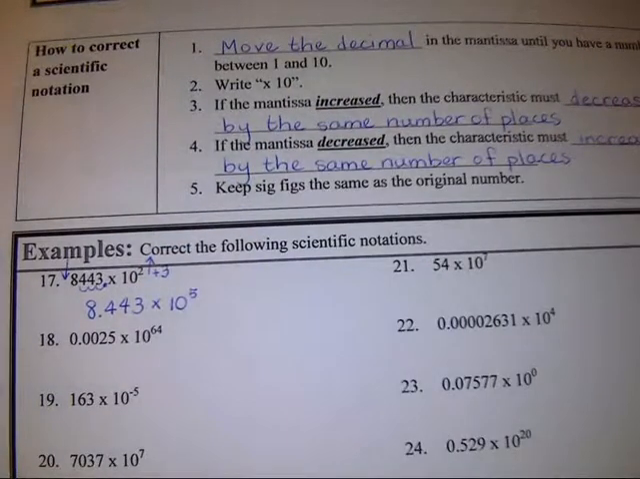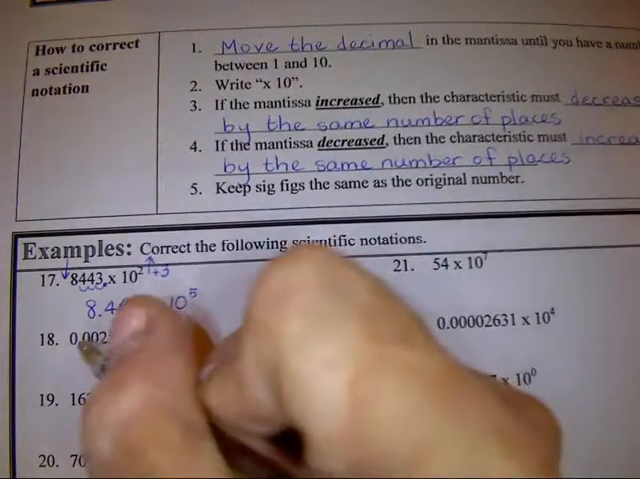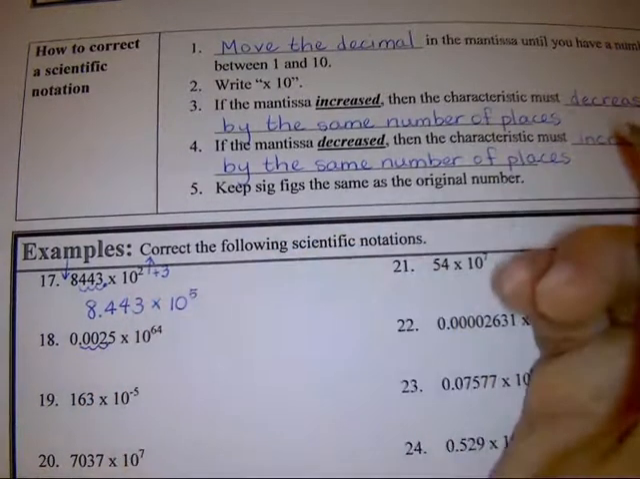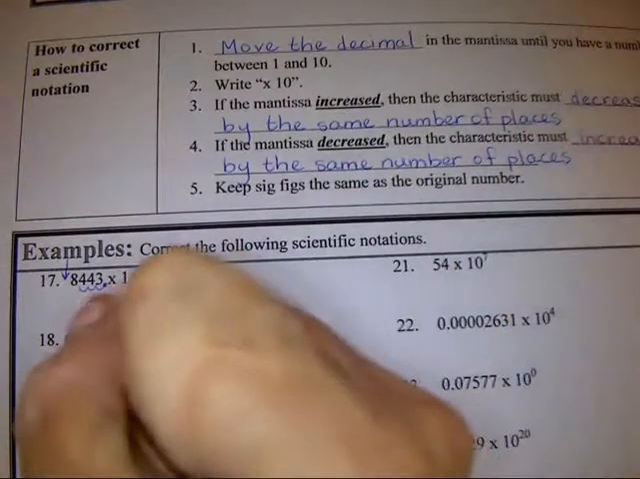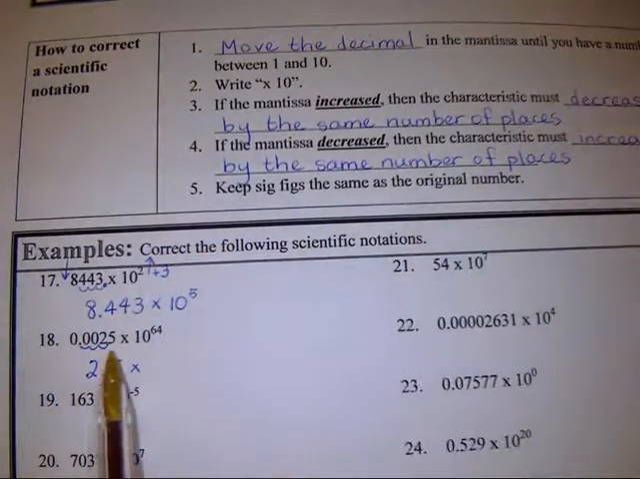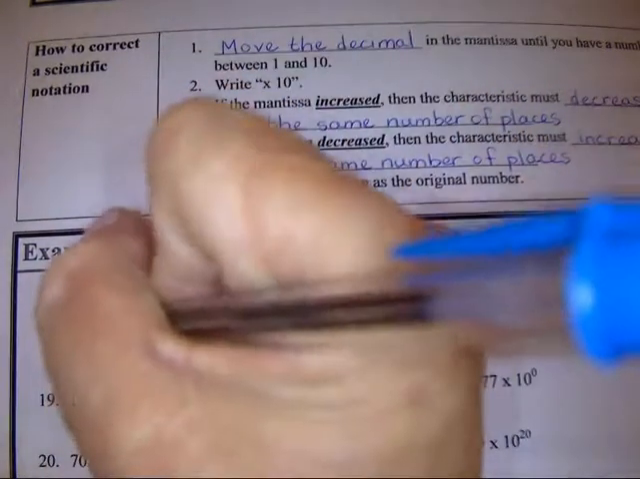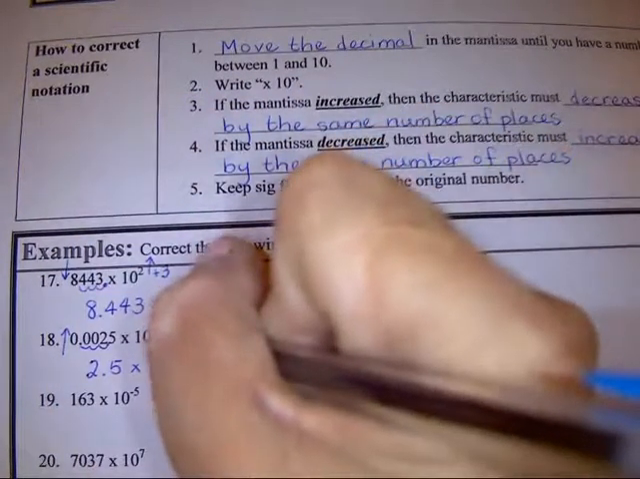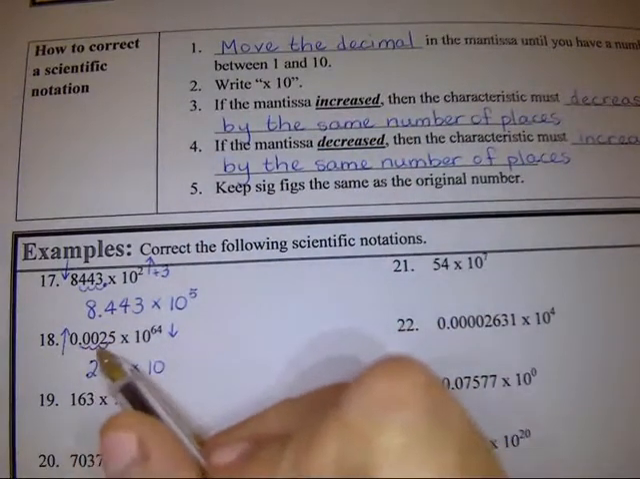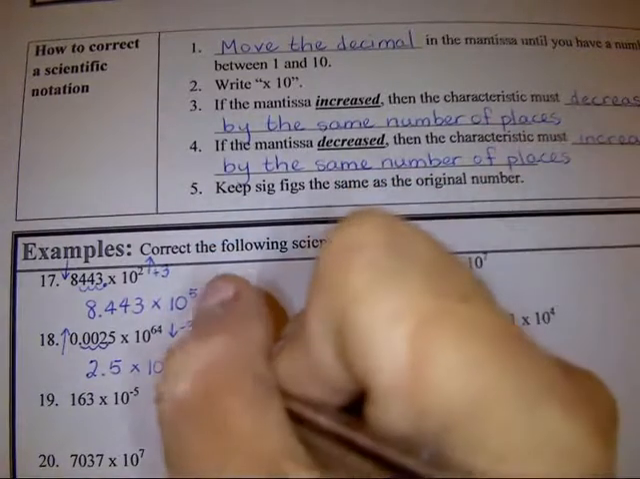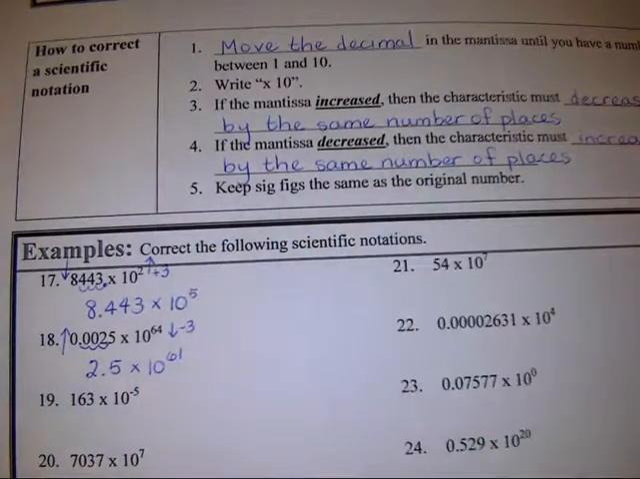Number 18. 0.0025 times 10 to the 64 power. This decimal needs to be between the 2 and the 5 to make it a number between 1 and 10. So our new mantissa will be 2.5. From 0.0025 to 2.5, it looks like we increased the number. So if we increase the mantissa, the characteristic must decrease. By how much? Looks like we moved it 3 places, so we're going to subtract 3. 64 minus 3 is 61.